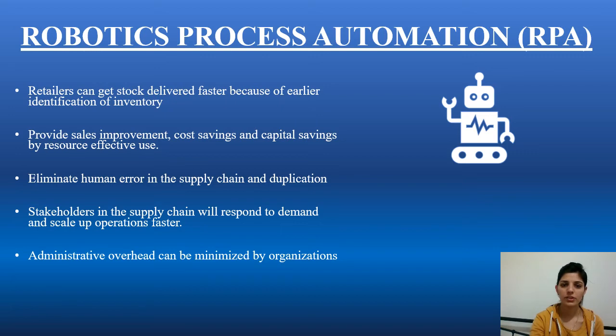Lastly, supply chain stakeholders can adapt to demand and scale up operations more quickly due to the automated processes, and organizations can reduce administrative overhead, resulting in lower staffing costs.